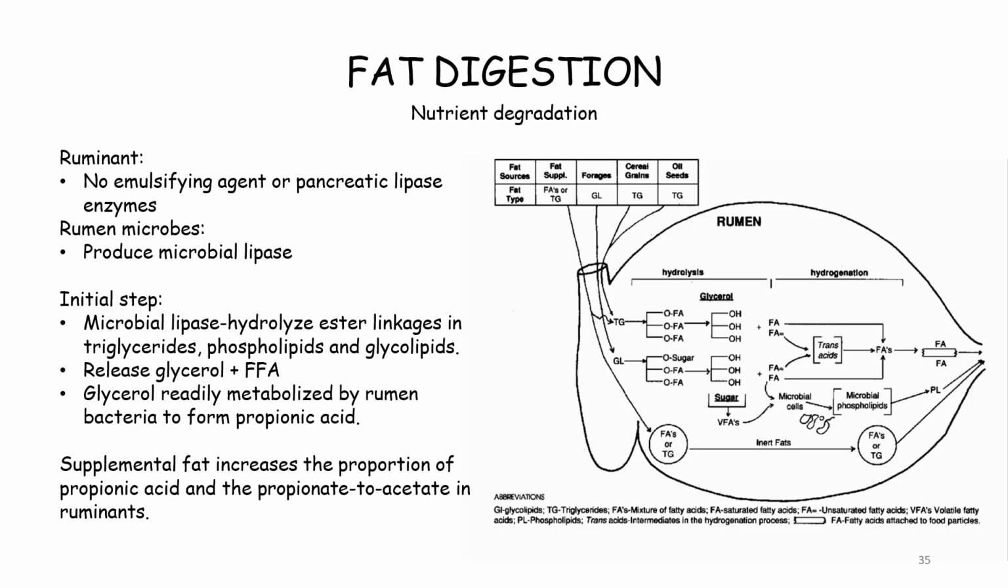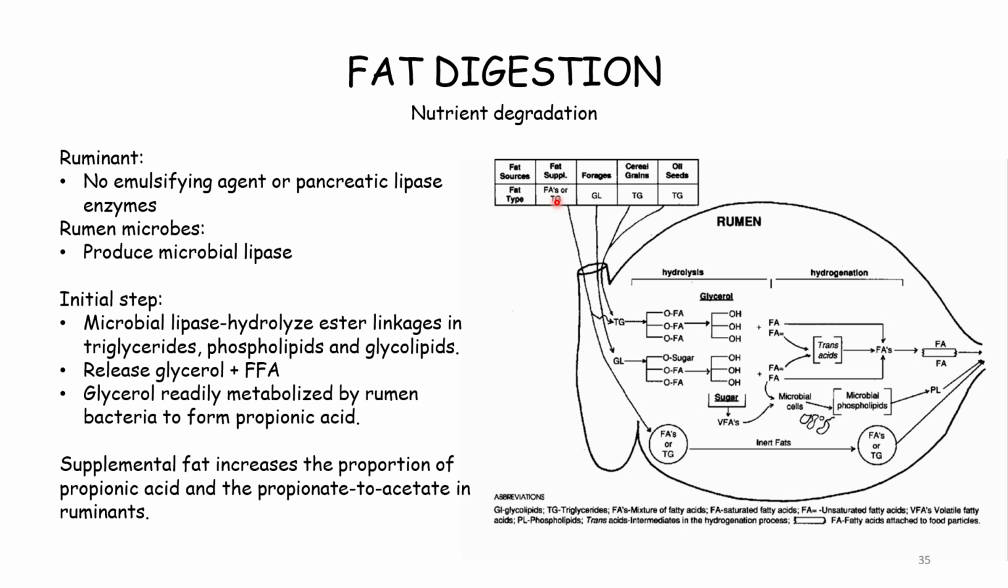So this one is fat digestion. There is no emulsifying agent or pancreatic lipase enzyme. So rumen microbes produce microbial lipase. Here we have the lipase enzyme. Because of the lipase enzyme, they can break down the fat. Microbial lipase hydrolyzes ester linkages in triglyceride, phospholipid, and glycolipid, releasing glycerol plus free fatty acid. Glycerol is readily metabolized by rumen bacteria to form propionic acid. Supplemental fat increases the proportion of propionic acid and the propionate to acetate ratio in the ruminant.